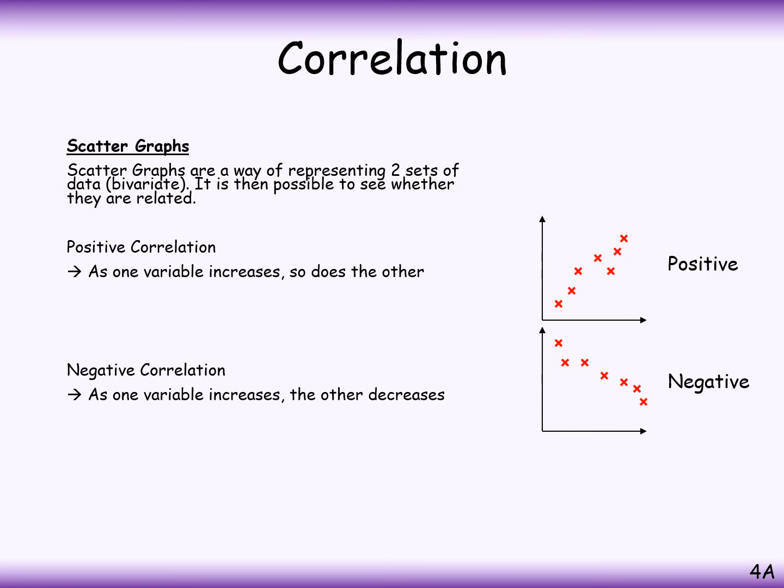So an example of positive correlation could be, let's say, the temperature versus the number of ice creams sold. If you're an ice cream man selling ice cream in the summer, you'd expect some sort of correlation between the temperature going up and the number of ice creams you're selling. So that could be an example of a positive correlation.